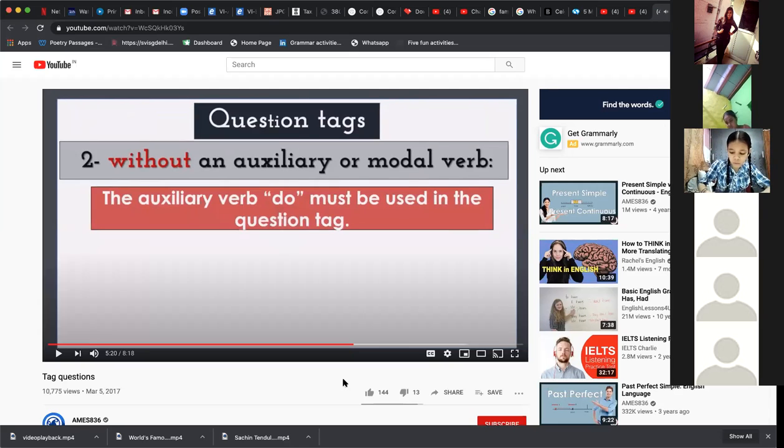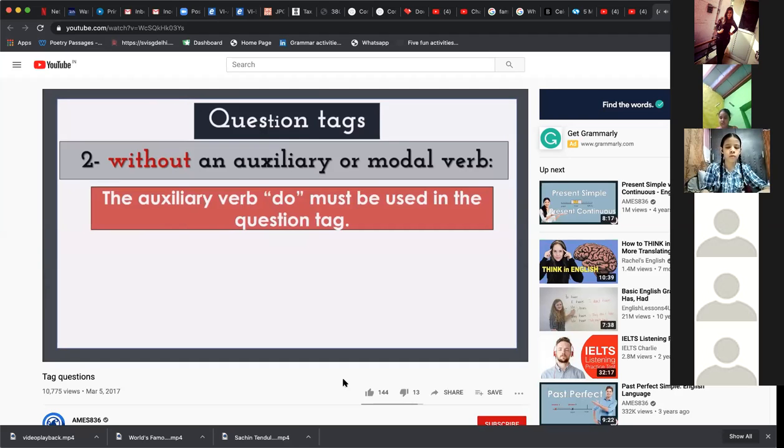Now this is very important. The second part says when we do not have any auxiliary verb in the sentence, then we form the question tag with the do family. We use does with a singular present subject, do with a plural present subject, and did with past tense, with or without the negative.